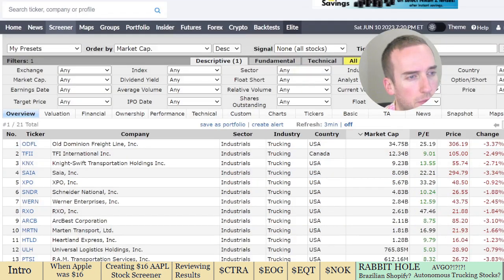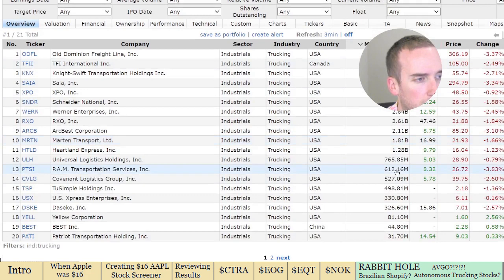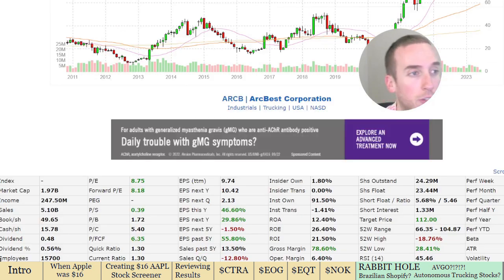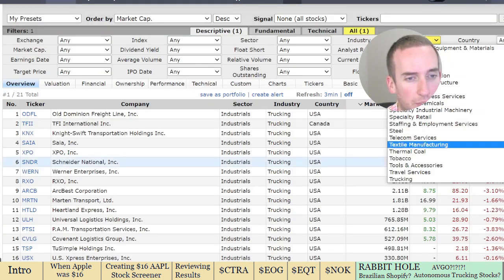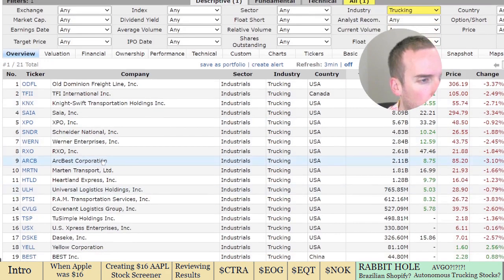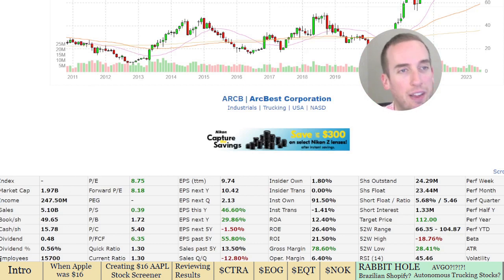But wait, sorry, right here. It's not even on this screen. What? Why is it not here? Industrials and then trucking? Come on, man. Okay, that's annoying. I have it sorted by market cap. I don't see the ARCB one. Oh, it's right here. It has a $2.1 billion market cap right here, but over here it's 1.97. They might be updating FinViz data right now. That's so funny.